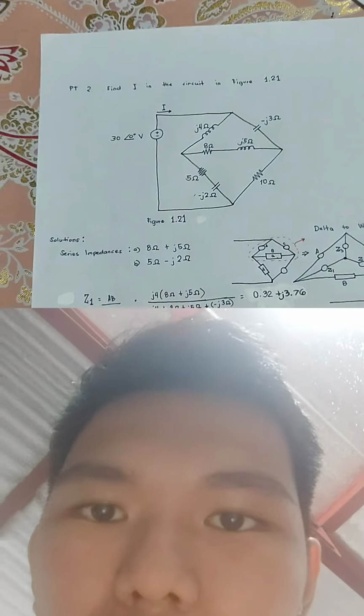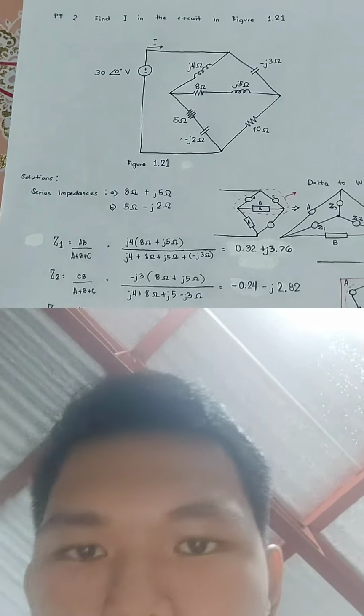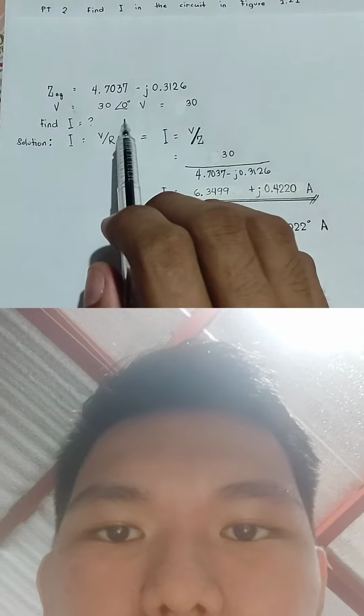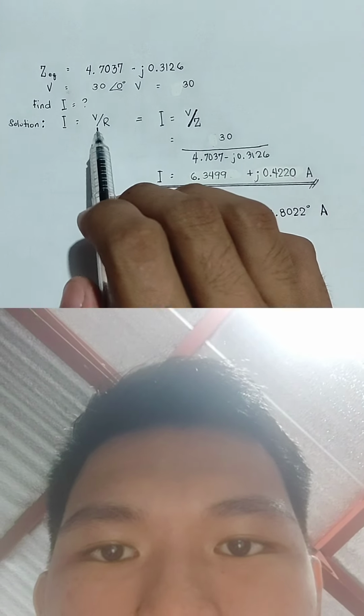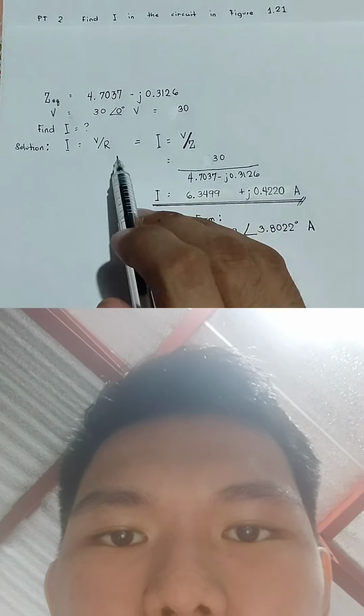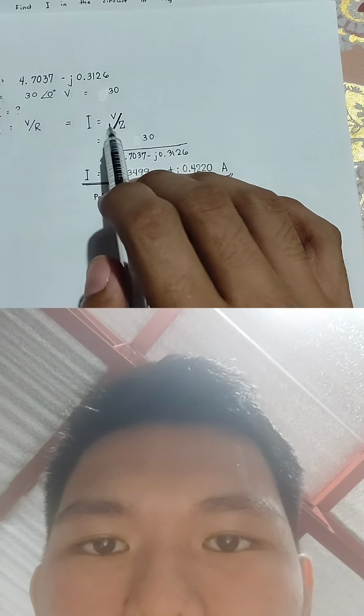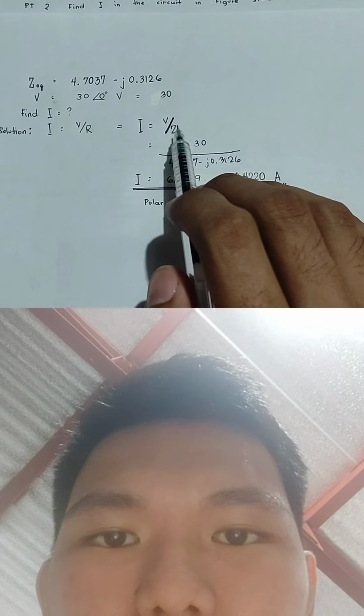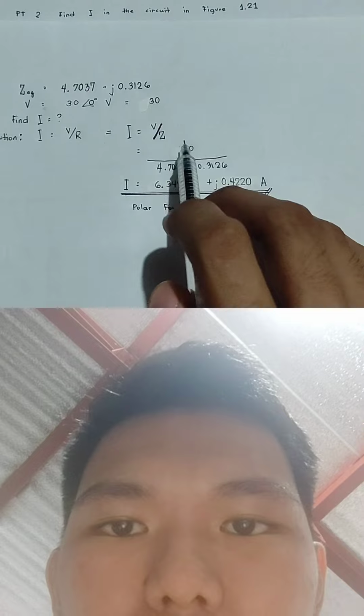For us to get the current, we will use Ohm's law, which is voltage over resistance. For this time, current is equal to voltage over our equivalent impedance.